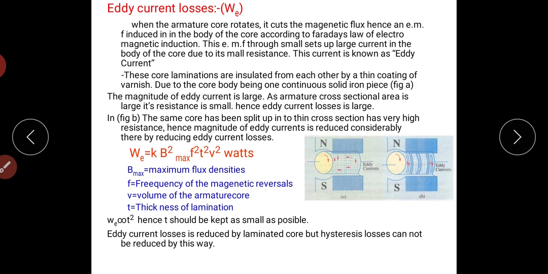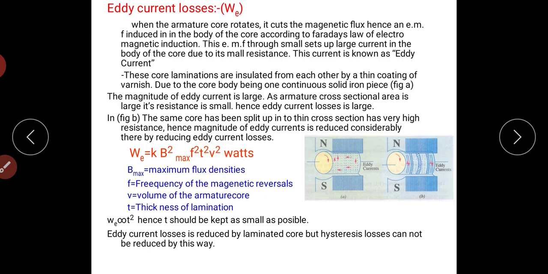The eddy current losses can be reduced by using laminations. The armature core and field cores are made up of laminations. Okay. By using this lamination, we can reduce these eddy current losses. The eddy current loss formula is K into B maximum square into F square into T square into V watts. Here B maximum is maximum flux density, F is frequency of the magnetic reversal, V is volume of the armature core, and T is thickness of the lamination.